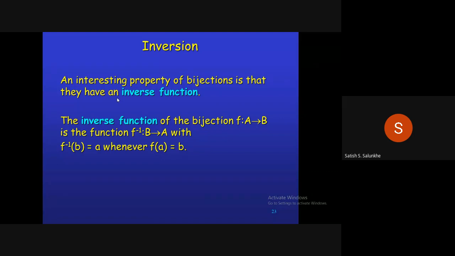What is the meaning of inverse function? You already learned what is relation R and what is the inverse of relation R. In the same way, this is the inverse function. The inverse function is of a bijection from A to B, that is, a one-to-one and onto function. When you have a mapping function from A to B, there is an inverse function from B to A. Let us try to understand exactly what that is.